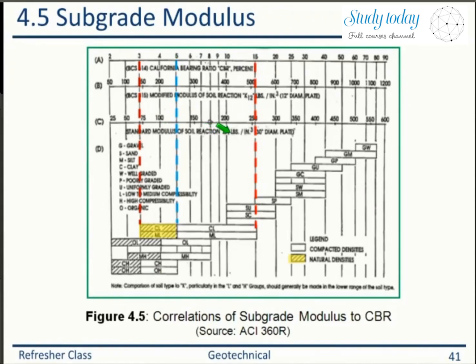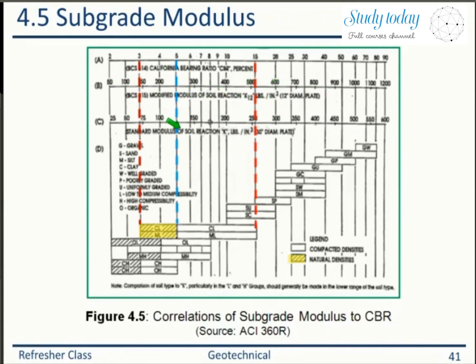You can look at here. A belongs to the California bearing ratio in percentage, and C is the standard modulus of soil reaction K value in pounds per cubic inch when using a 30 inch diameter plate. So these values are for 30 inch diameter plates. If you use a 12 inch diameter plate, this is the value for the modified modulus of soil reaction K12 for 12 inch. So these are the values.